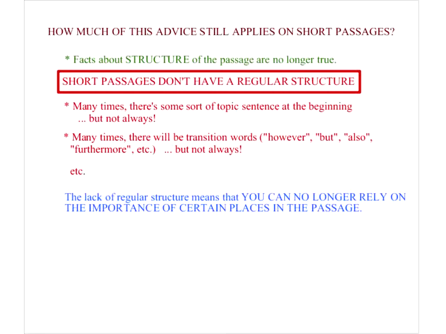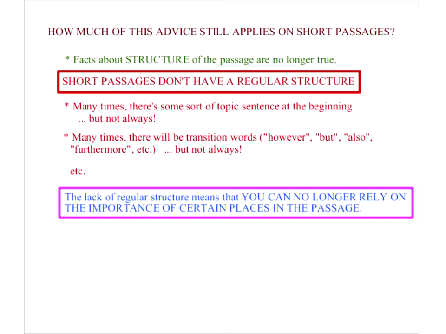You can no longer rely on the importance of certain places in the passage. Instead, you actually have to go through the whole thing. So the process is much less of a process, but the process is basically this. You do actually have to proceed through the whole passage. But, and this is even more important now because you can't isolate any locations to concentrate on more, it's even more important that you focus exclusively on those two focus questions. So, concentrate exclusively on the two focus questions.